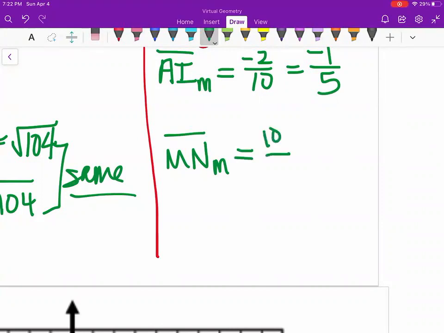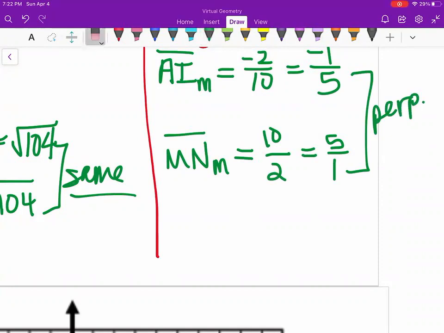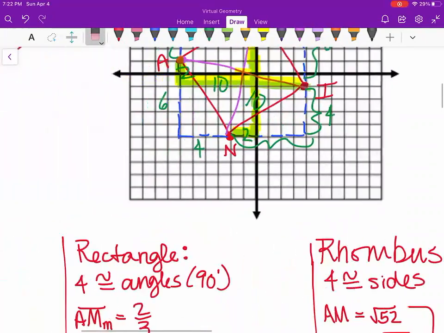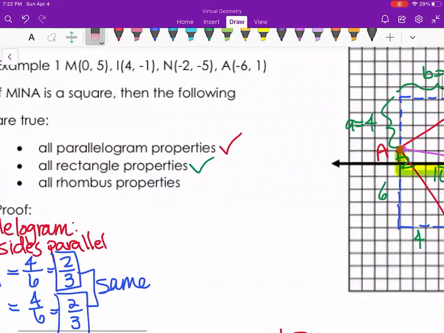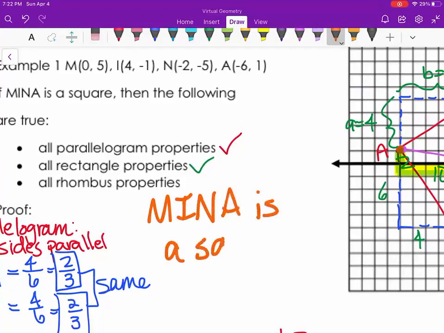So up 10 means 10 is positive on top, 2 to the right, positive on bottom, so a positive 5 over 1. They are, in fact, perpendicular. So now we have proven everything to make sure this is a square. So now we can say MINA is a square, because we proved everything that we needed to prove.